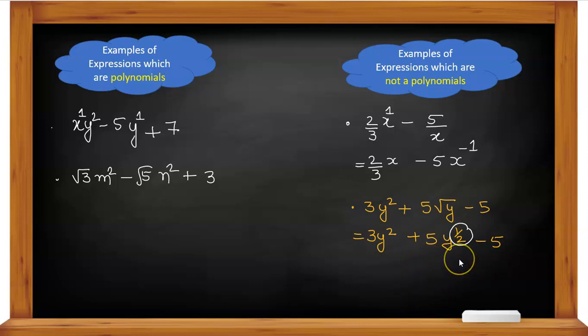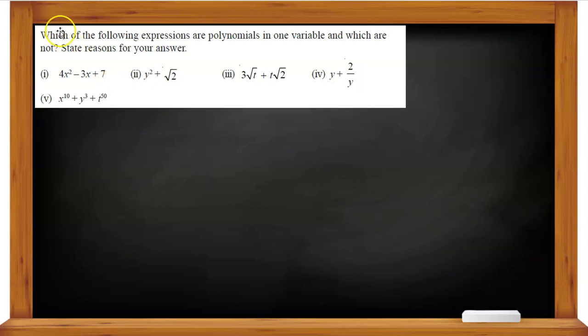Let us practice some questions. Which of the following expressions are polynomials in one variable and which are not? State the reason for your answer. Let us talk about the first one: 4x square minus 3x plus 7.